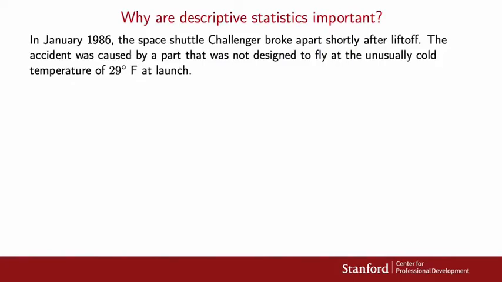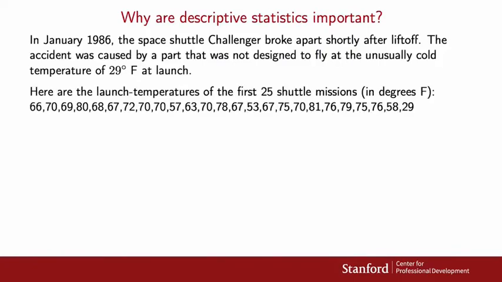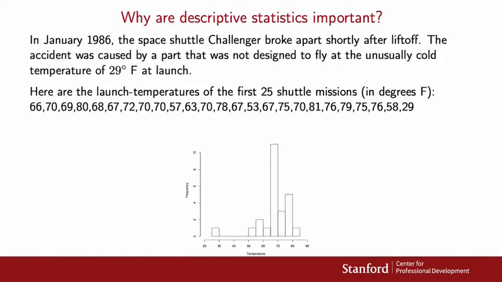Here's a list of the launch temperatures for the first 25 shuttle missions. And if you look at this long list of numbers, it's kind of difficult to see what's going on. However, if we make a simple graphic like this one, we see immediately that the temperature of 29 degrees at launch day is really far below all the other temperatures. So this makes clear why a simple graphic can be very useful.